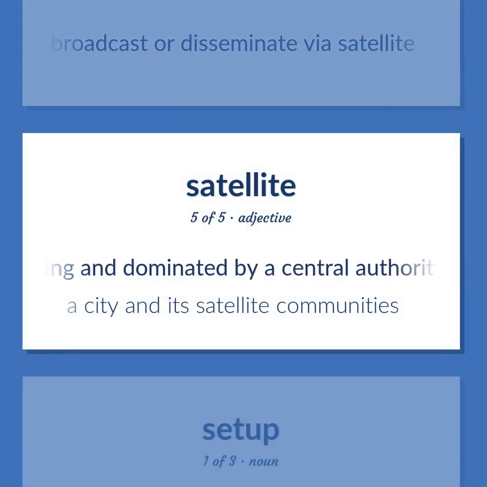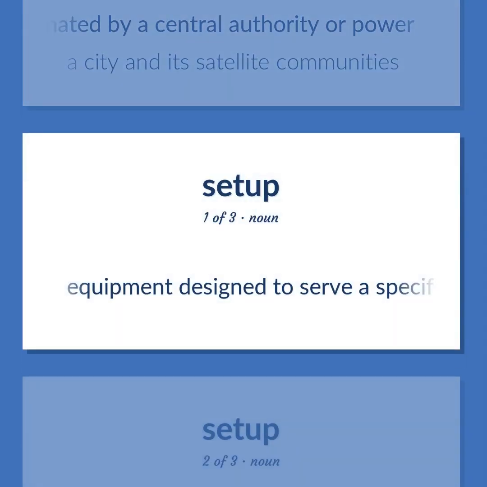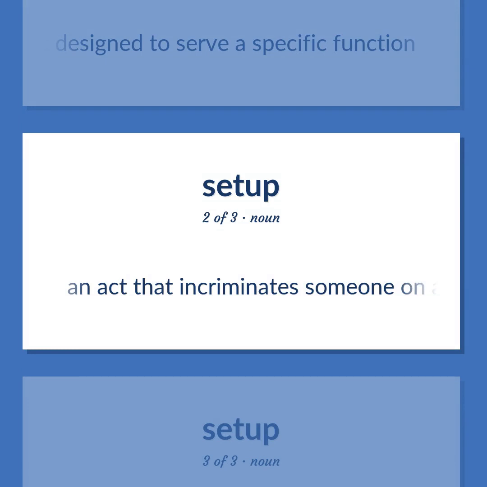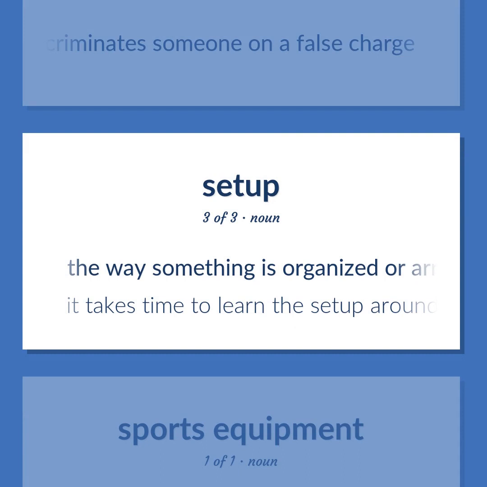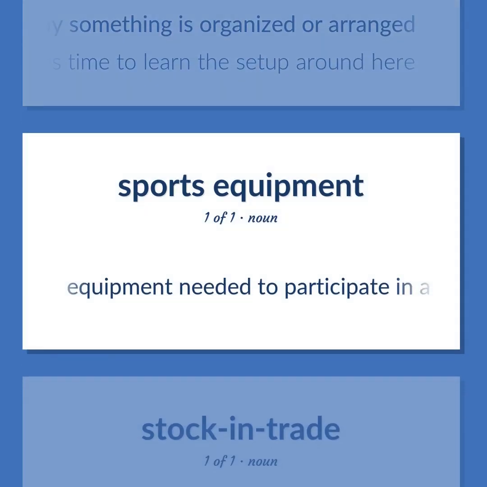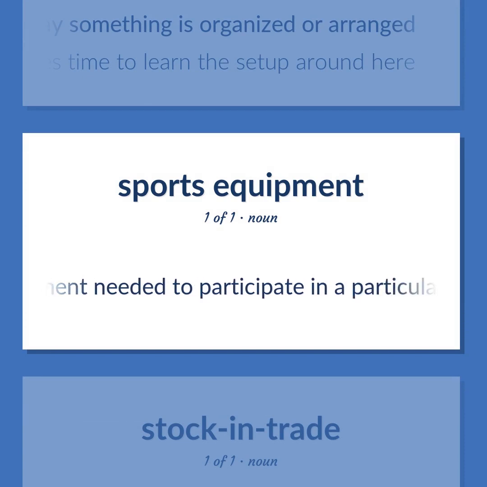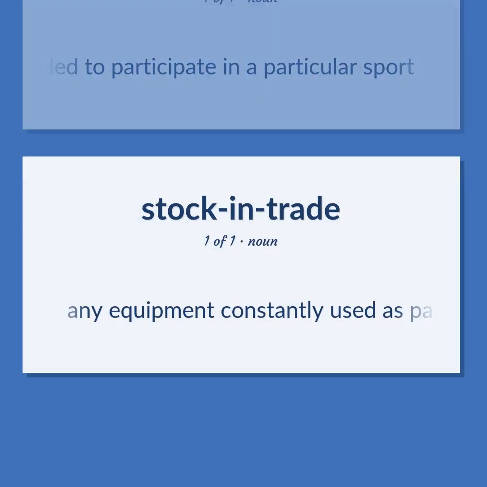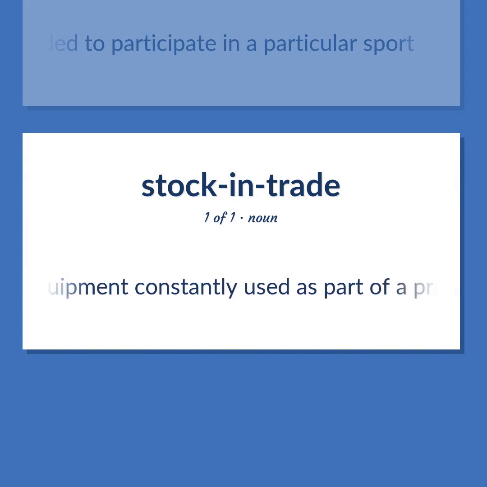Surrounding and dominated by a central authority or power. A city and its satellite communities. Equipment designed to serve a specific function. An act that incriminates someone on a false charge. The way something is organized or arranged. It takes time to learn the setup around here. Equipment needed to participate in a particular sport. Any equipment constantly used as part of a profession or occupation.